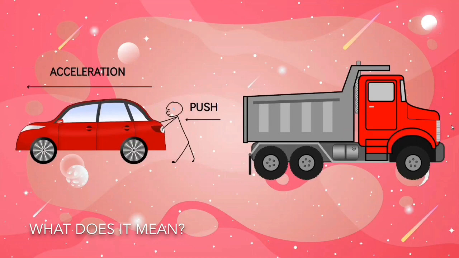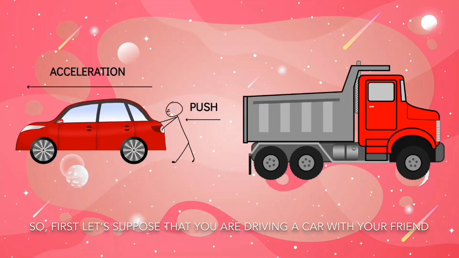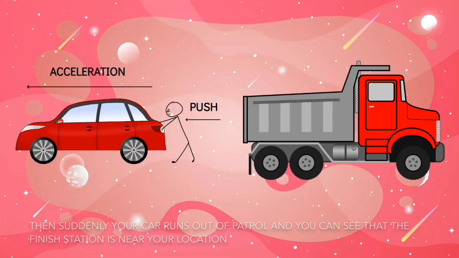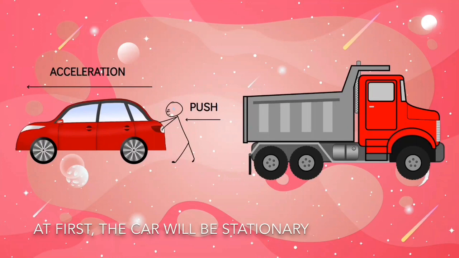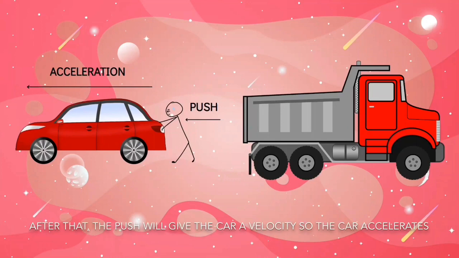So what does it mean? Now let's suppose that you are driving a car with your friend. Then suddenly, your car runs out of petrol and you can see that the filling station is near your location. Then, you decide to push the car together with your friend. At first, the car will be stationary. After that, the push will give the car a velocity, so the car accelerates. In this case, the car will accelerate in the same direction as the force.